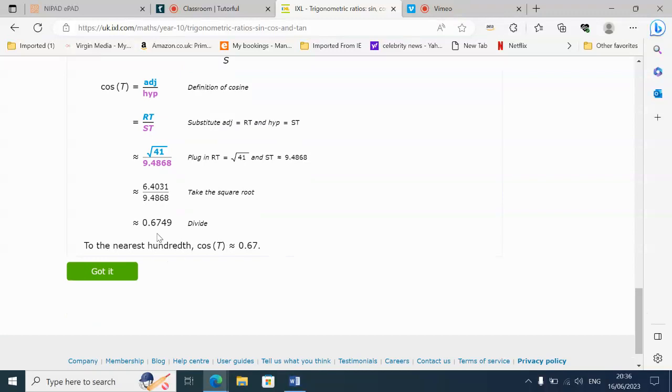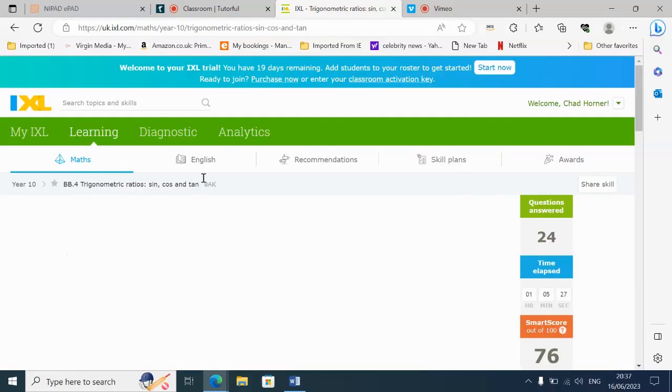So, nearest hundredth. So the 4 is what, big or small? Small, too small to round up. So it would be 0.67. Right. Okay.